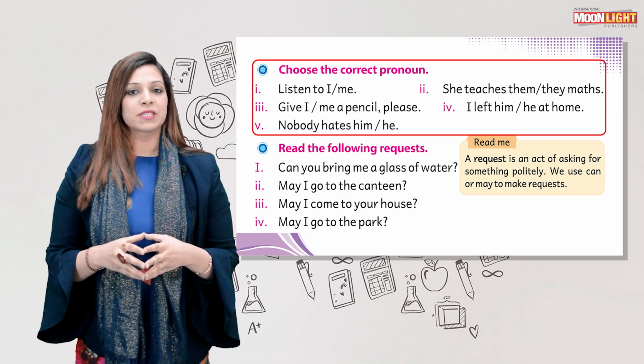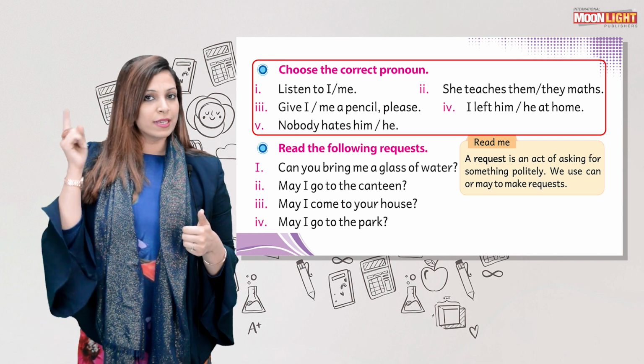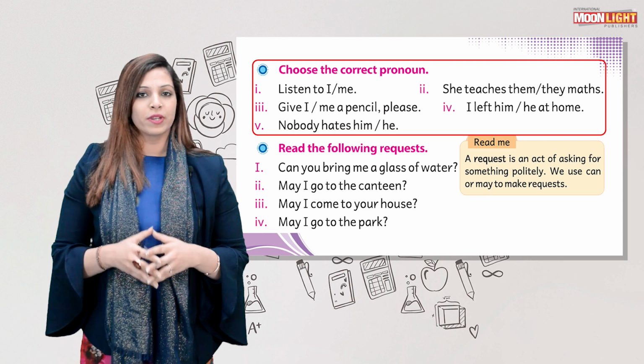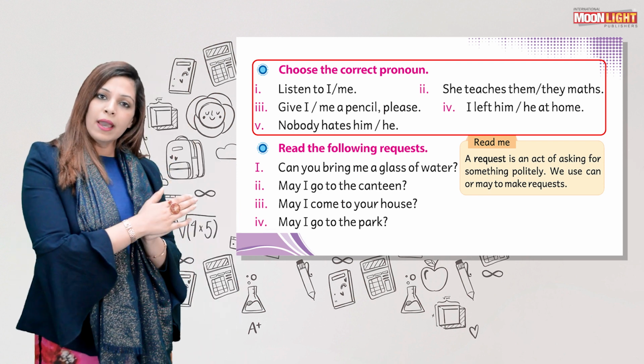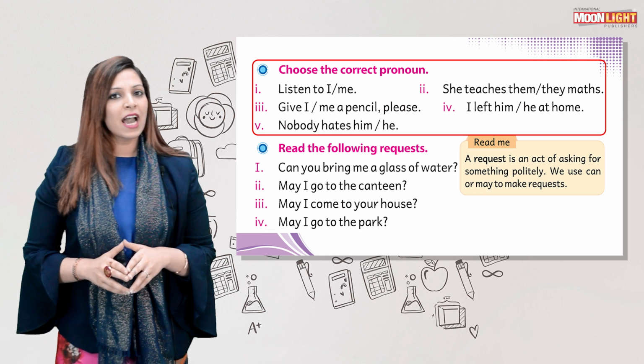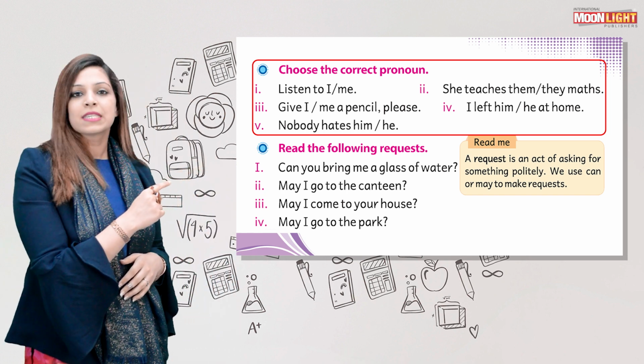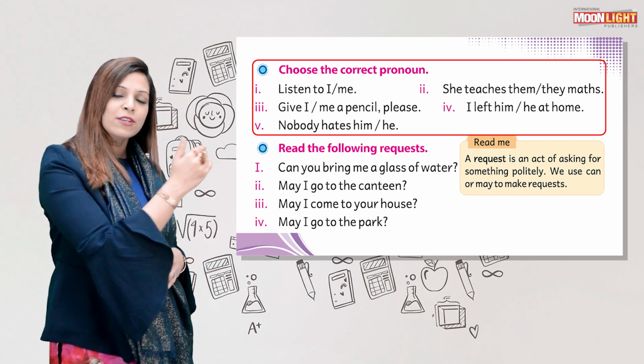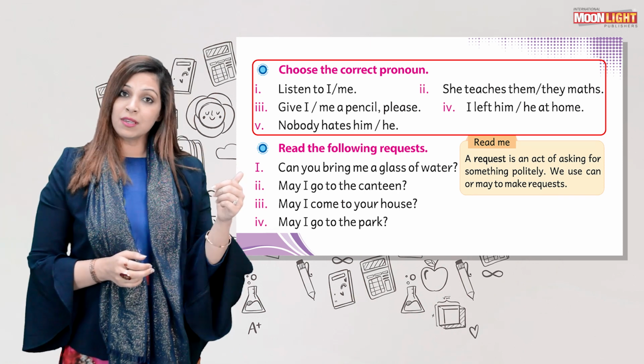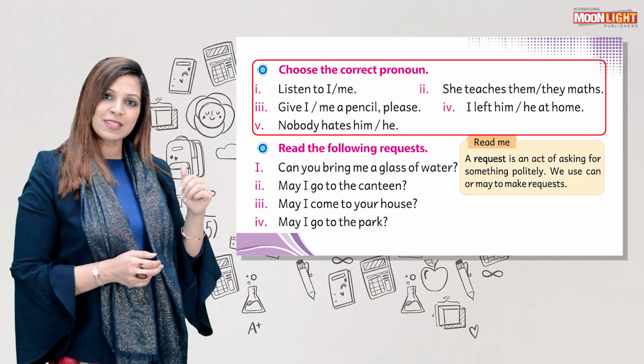We have been given some sentences and we have to encircle the correct pronoun. Listen, I or me. As I have told you, I is the subjective pronoun. It is not used at the end of a sentence. And me is not used in the beginning of a sentence.